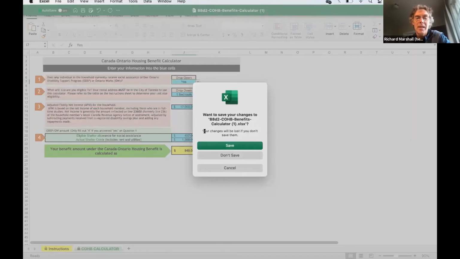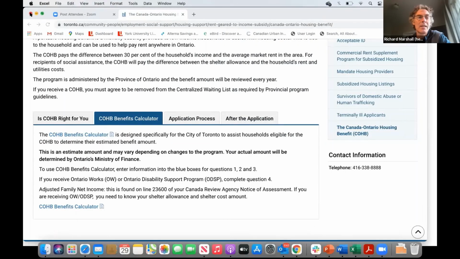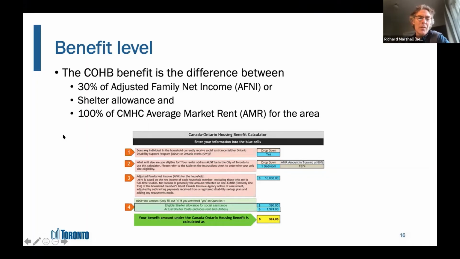Okay, let's see if I can get back. There we go, perfect. So you can see there's a formula that's used, and it's different for each household size. It's different depending on their family income or whether they're on social assistance.